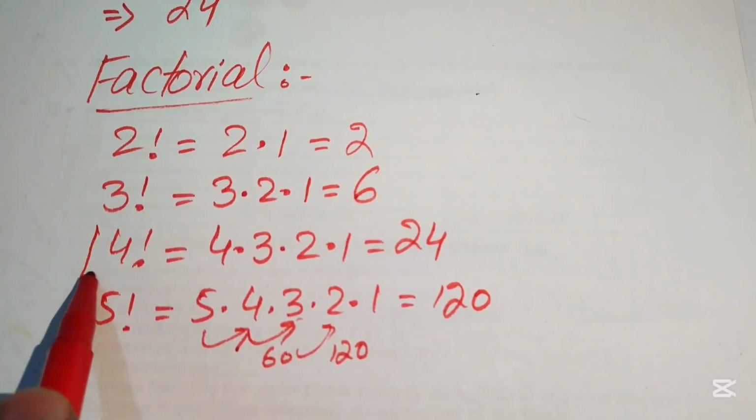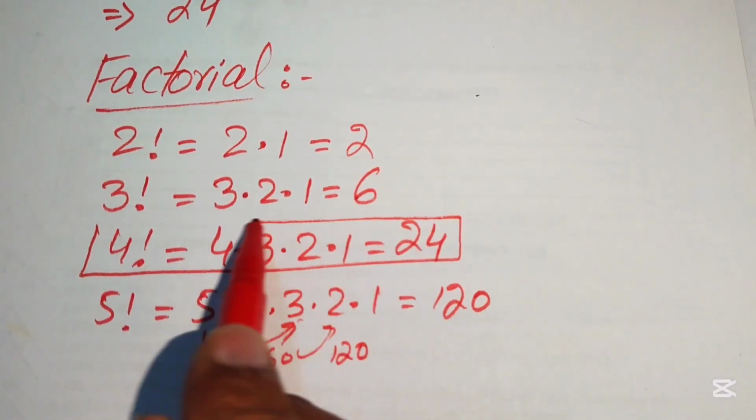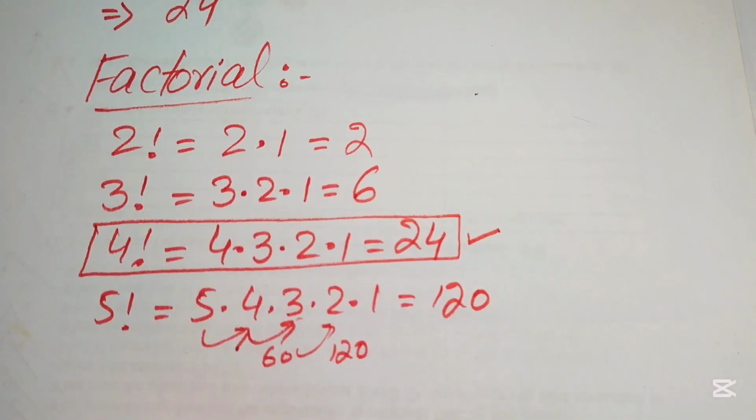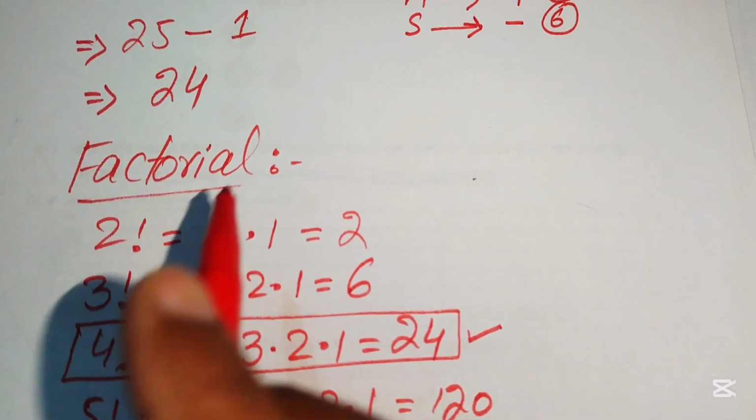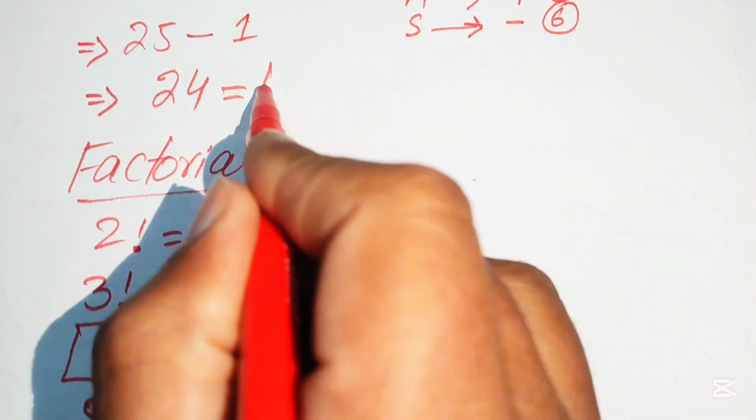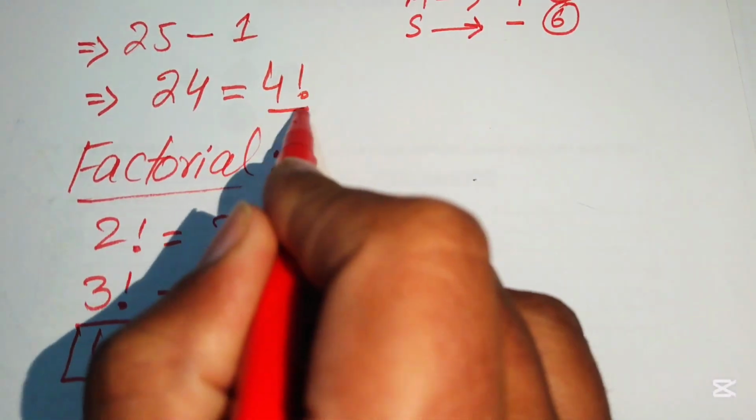But here you see that our 4 factorial equals 24. So it means that this 24 is equal to 4 factorial.